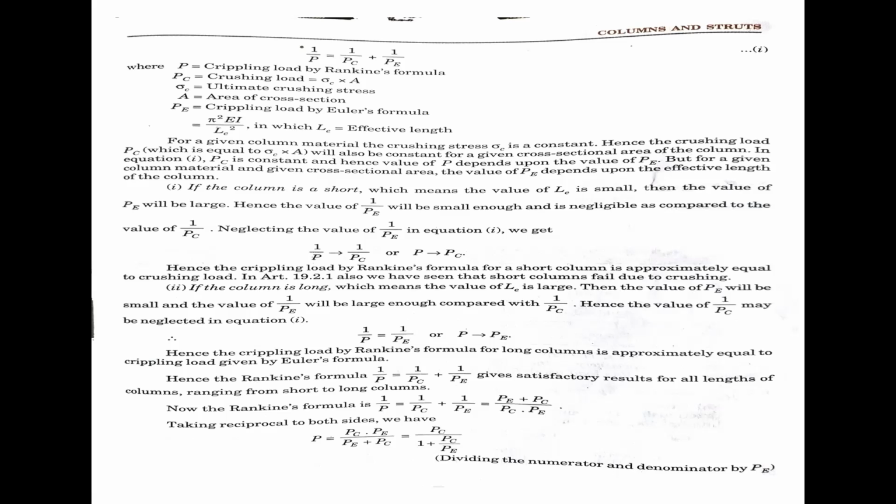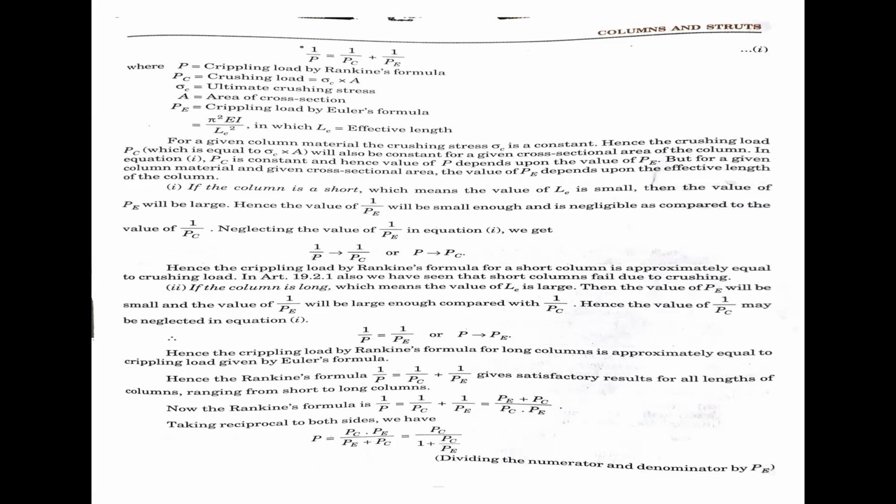But for a given column material and a given cross-sectional area, the value of P suffix E depends upon the effective length of the column. The point is very important: the column end conditions, four conditions already explained last class. Both ends hinged, both ends fixed, one end fixed and the other end free, and one end fixed and the other end hinged. When the column condition changes, the P value also changes.